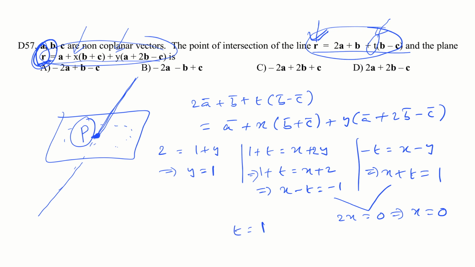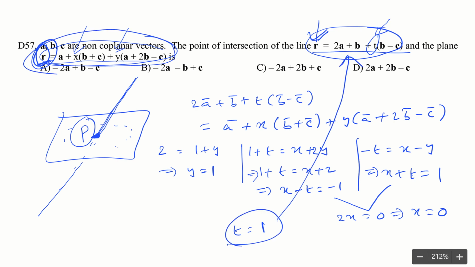Now either you substitute the values of x and y in this one, or substitute the value of t in this one to get your point of intersection. So obviously you can see that the required point of intersection is nothing but 2a bar plus 2b bar minus c bar. Okay, let's go for next problem.